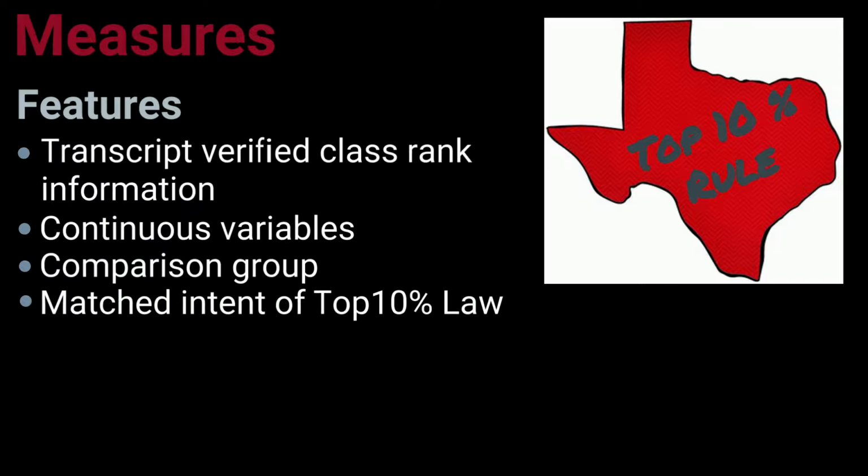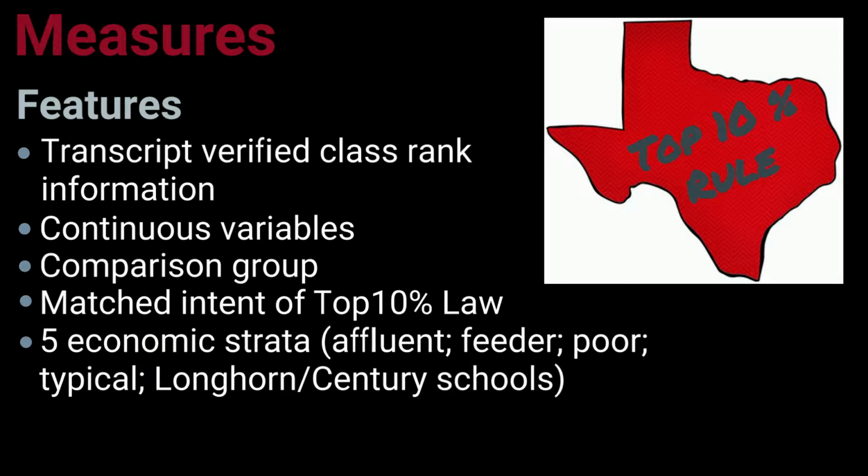Further, the researchers selected and stratified the respondents by these factors because legislators created the top 10% law to broaden access to selective public institutions for students from underrepresented high school and demographic groups, hence stratification by the different groups. The 5 economic strata included affluent high schools with low shares of economically disadvantaged students, feeder high schools, which were affluent schools with strong traditions of sending students to Texas A&M and UT. Poor high schools were high shares of economically disadvantaged students. The Longhorn Century schools were poor high schools with low college-going traditions targeted for outreach and scholarship by UT and A&M, and then typical high schools, which had average shares of economically disadvantaged students.